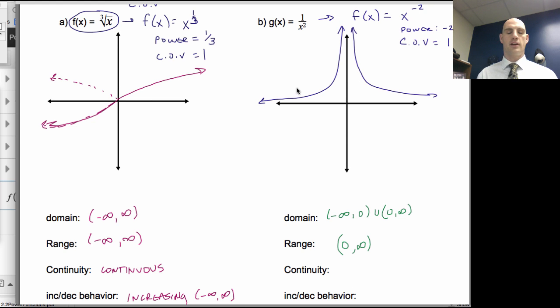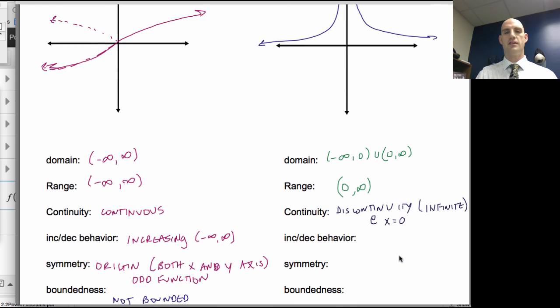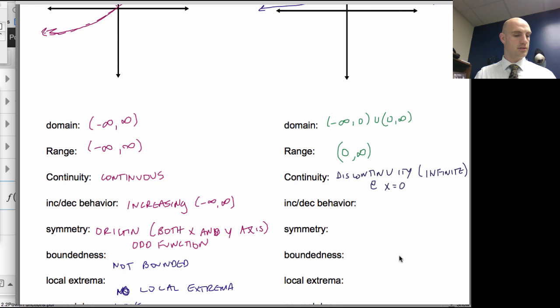So let's look at continuity. Well, obviously, I have to pick up my pen to draw this curve, but where do I pick it up? If I start here at negative infinity for my domain, and I keep going, obviously I have to pick it up at x equals 0. Well, how do I say that? What we'd say is there's a discontinuity, and it's an infinite discontinuity because it goes into infinity at x equals 0. So an infinite discontinuity at x equals 0.